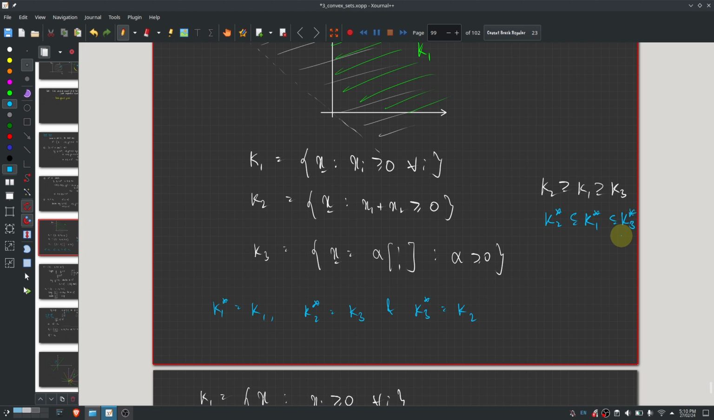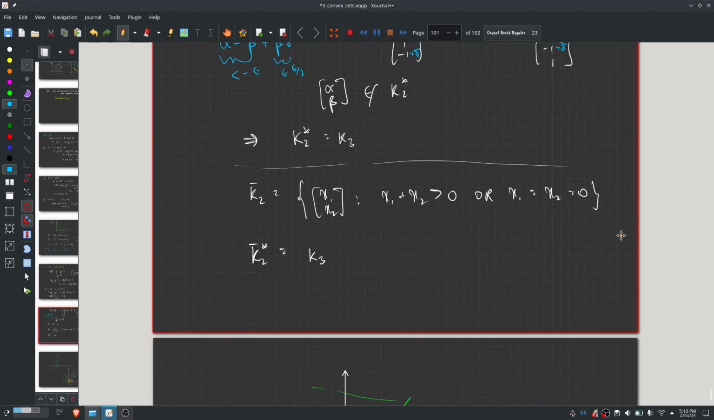We just saw an example, right? Let's look at this K2 bar. What is the dual of K2 bar? It's K3, right? But what is the dual of K3? It's equal to K2, which is not K2 bar. Correct? So in general, the dual of the cone is not necessarily equal to itself.